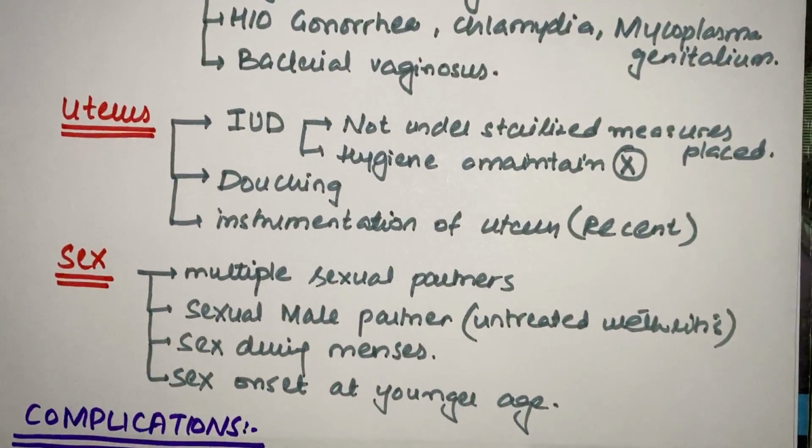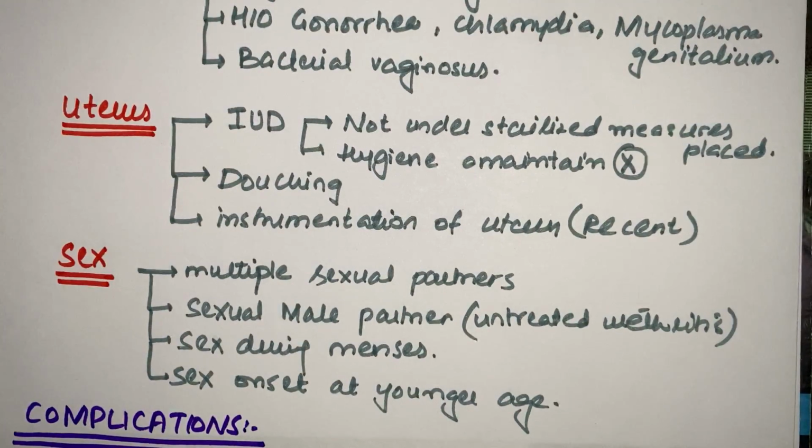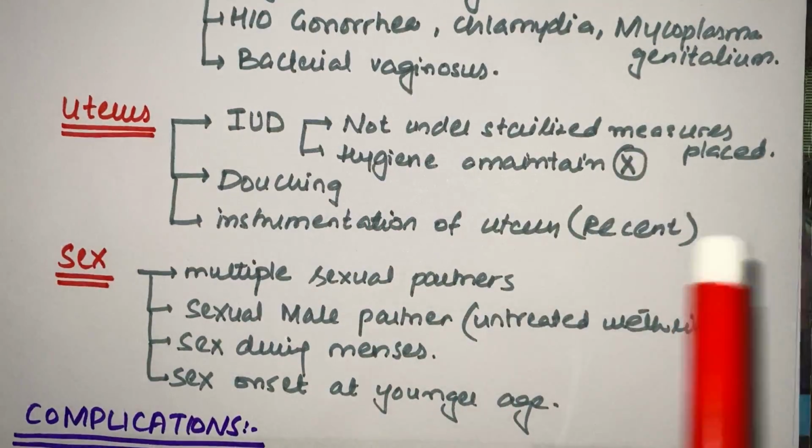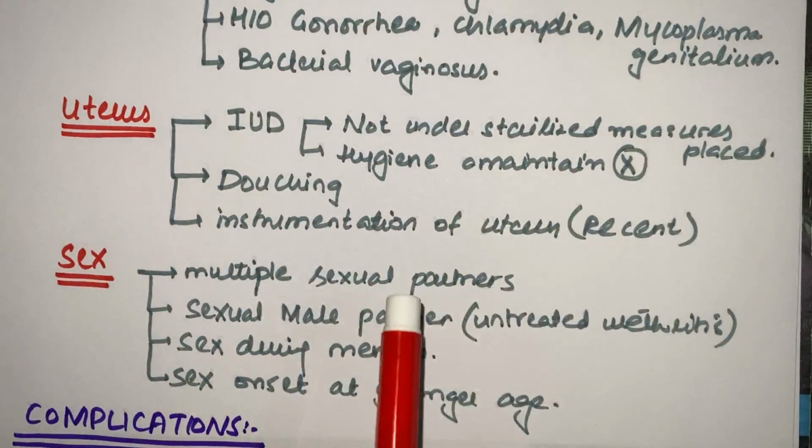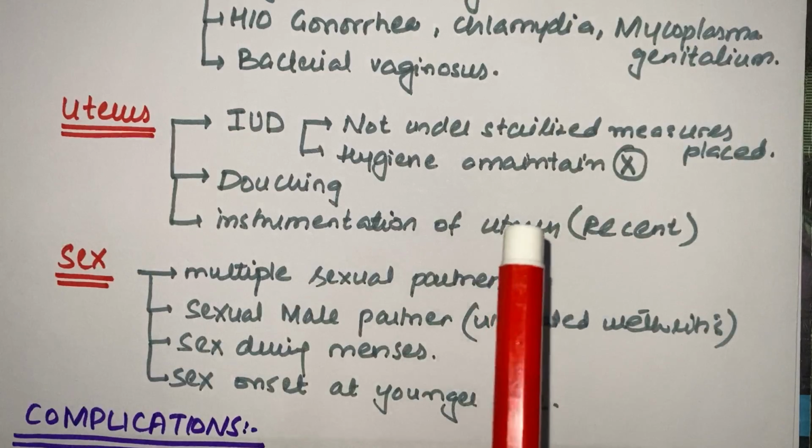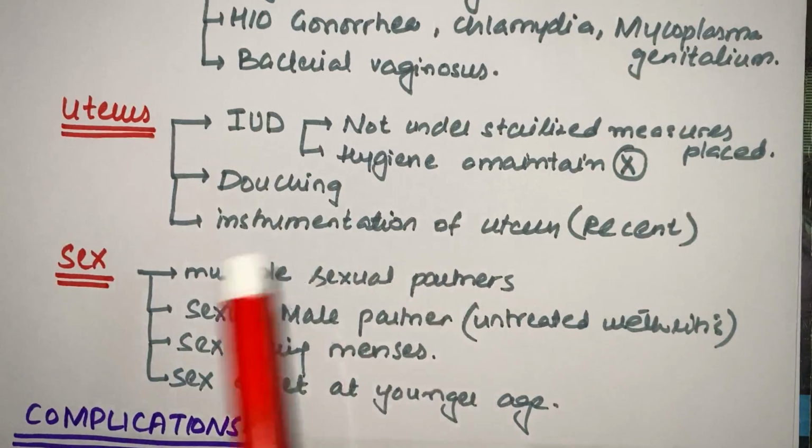Then talking about her uterus. Now in the uterus, whether she has implanted something, or you can say tickled any area, or she has just touched any area of the uterus. So these 2 points. First of all, she has placed an IUD. Now the IUD placed was not under sterilized measures, and if it was under sterilized measures, she didn't maintain her hygiene adequately, so that can be a cause.